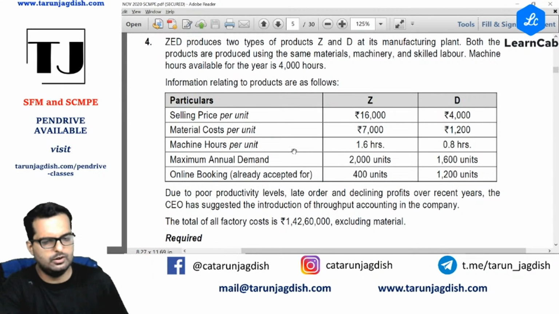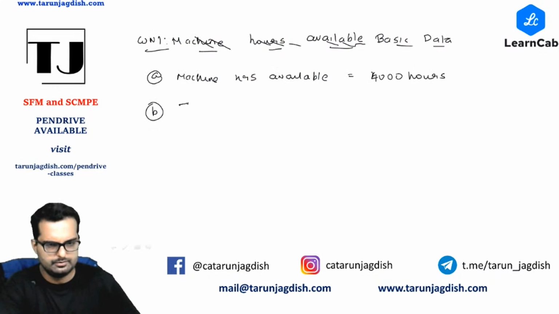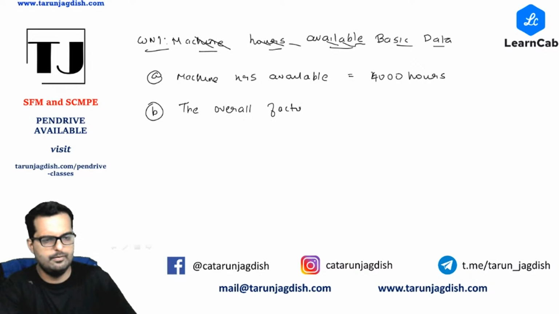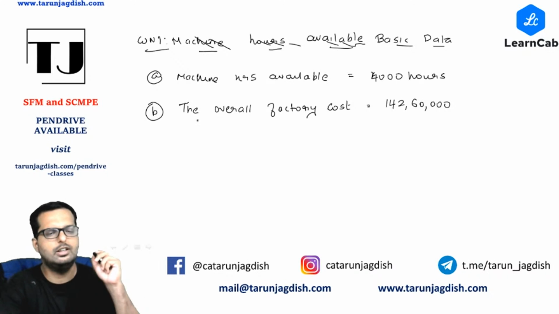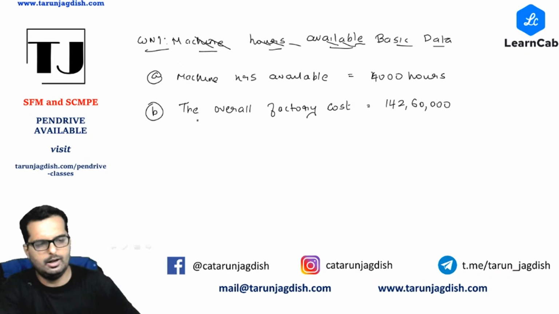We'll go to that part later. Due to poor productivity level, the CEO is planning to introduce throughput accounting. The overall factory cost is 142,60,000. These are the only two things that will come in the basic data.